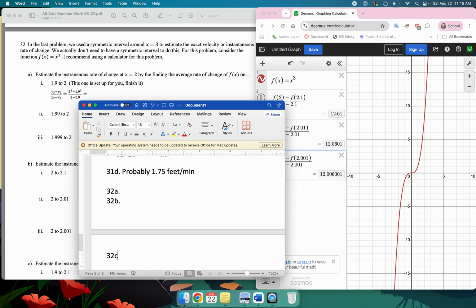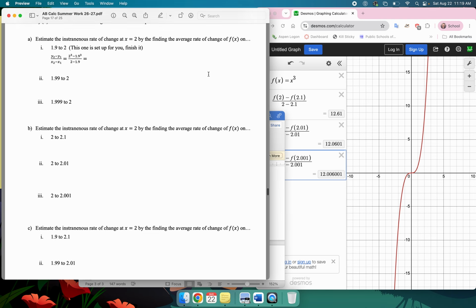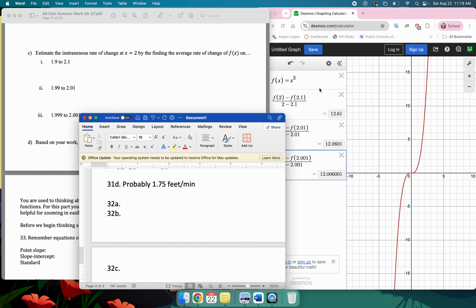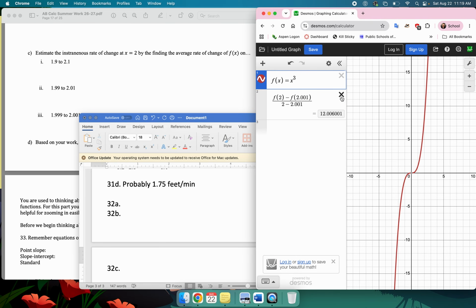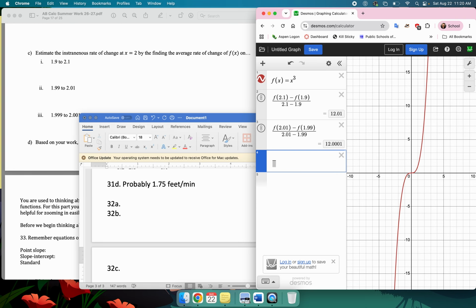And then in part C, now we're using symmetric intervals again, right? So now 2 is smack dab in the middle of each interval, but it doesn't matter. We're going to get 12 again. We're going to see a sequence of values converging to 12. f of 2.01 minus f of 1.99. And then finally f of 2.001 minus f of 1.999 over 2.001 minus 1.999. That is extremely close to 12, right? That's pretty convincing evidence that, in fact, the true value is 12.